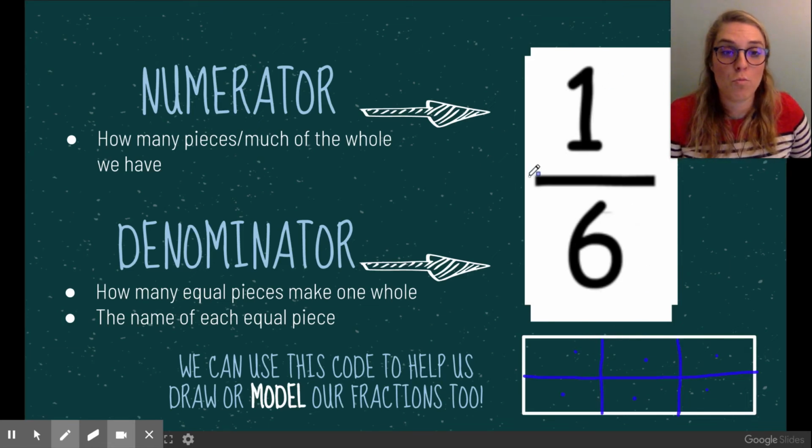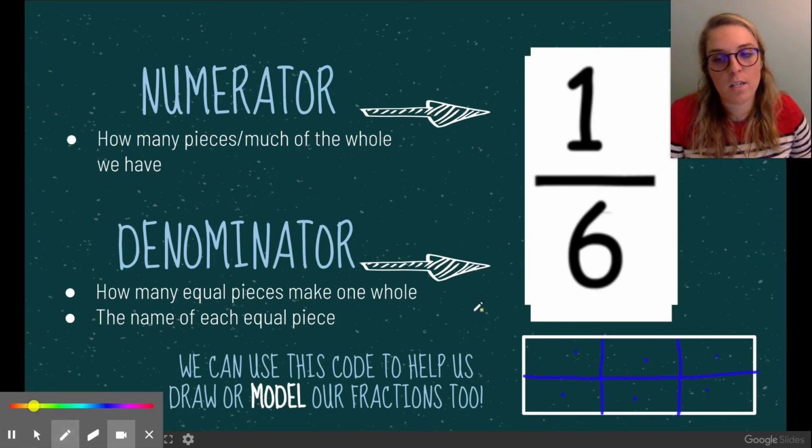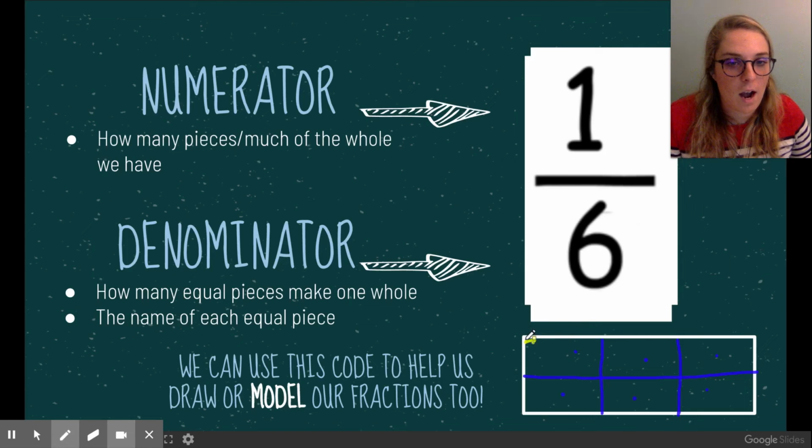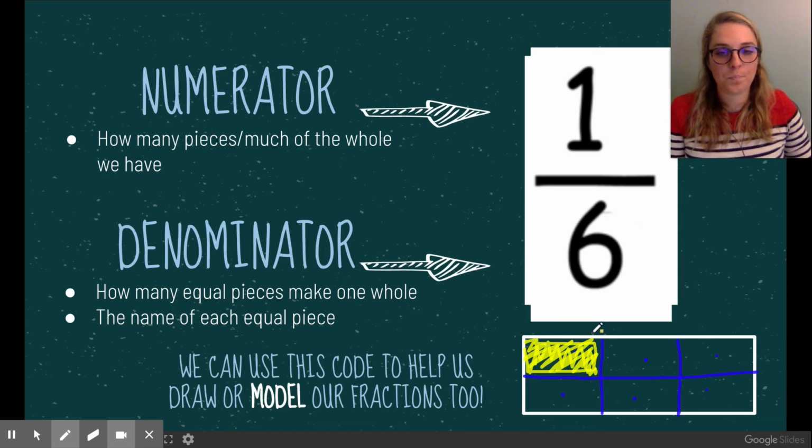My numerator, that digit on top, tells me that of my 6 equal pieces, I have 1 piece. So I'm going to shade in the equivalent of 1 out of the 6 equal pieces in my whole. So that's nice and shaded in.